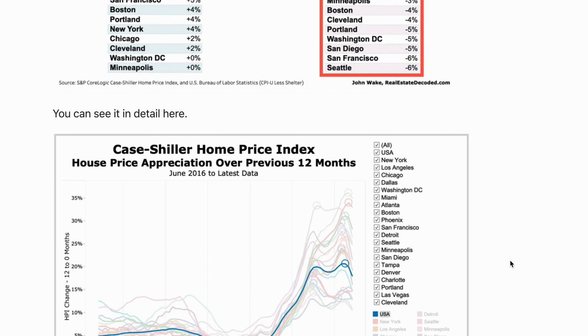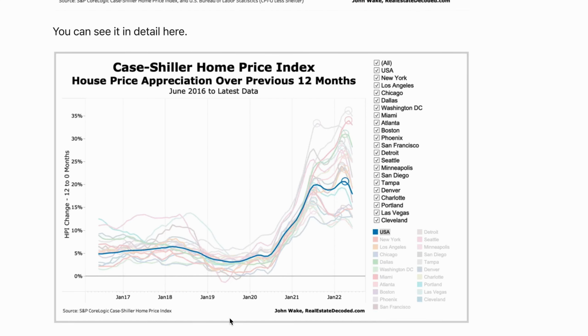Here's another way to look at it here. This chart is only going back from June 2016, but you can see, and the blue line is USA, you can see how the 12-month average increase in price is going down. And then you can look at the different cities here. One thing that's interesting when you look at the different cities.